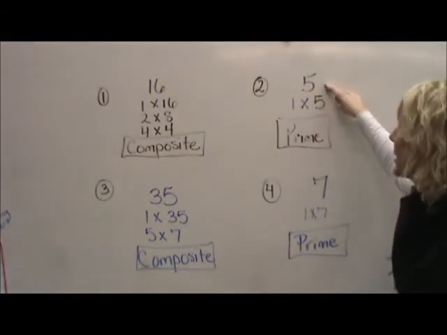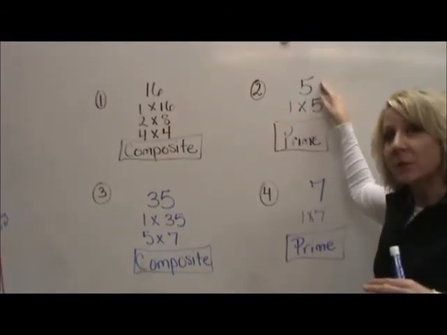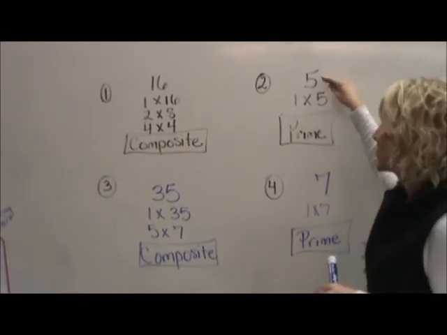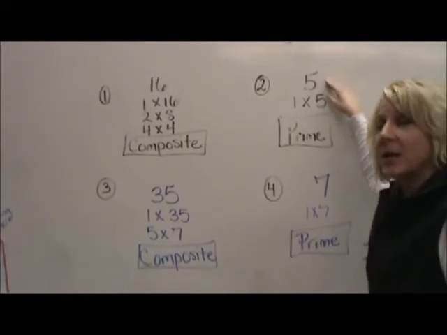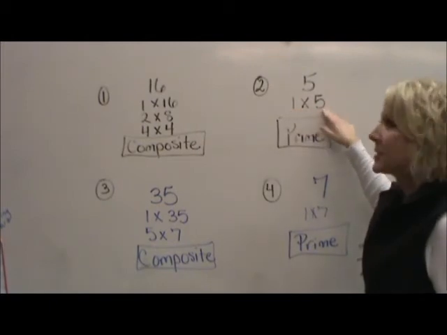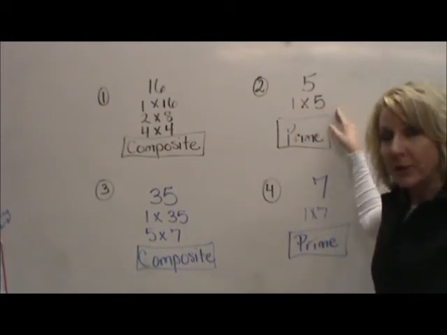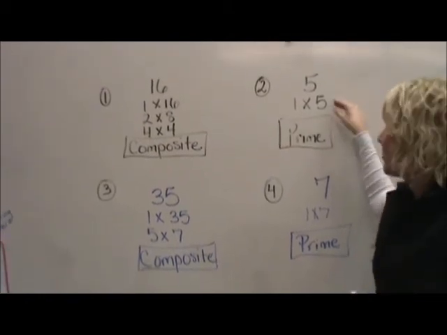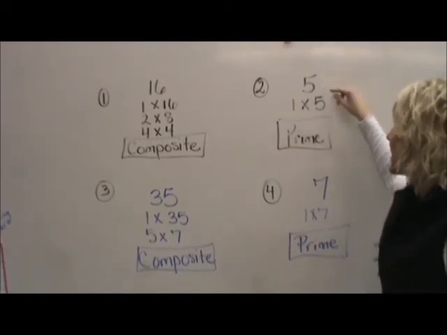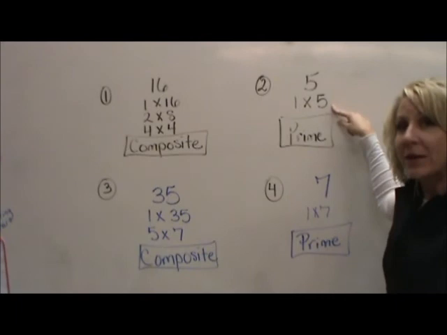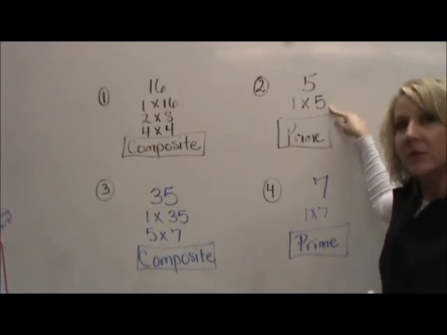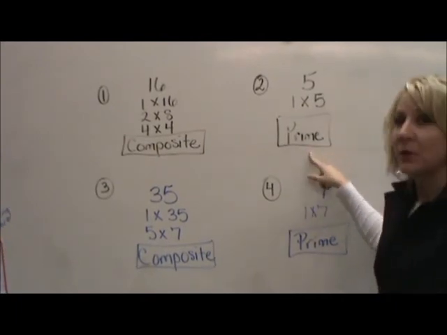There's more than one way to create the number through multiplication. Prime numbers, on the other hand, the only way to multiply two numbers to have a product of that number is to multiply 1 times the number itself. There are no other numbers that you can multiply together to get the product of 5. Because this is the only way that we can multiply two numbers together to get the product, the number is prime.